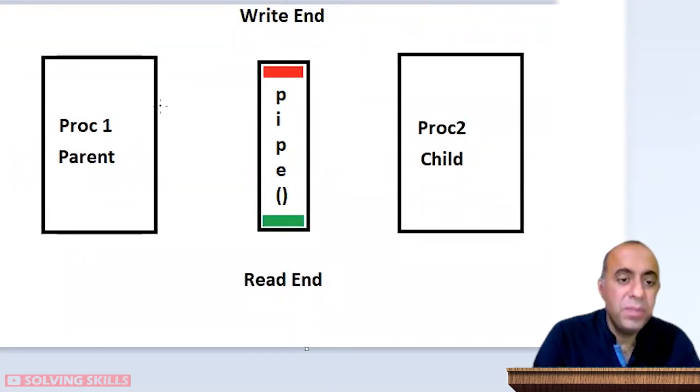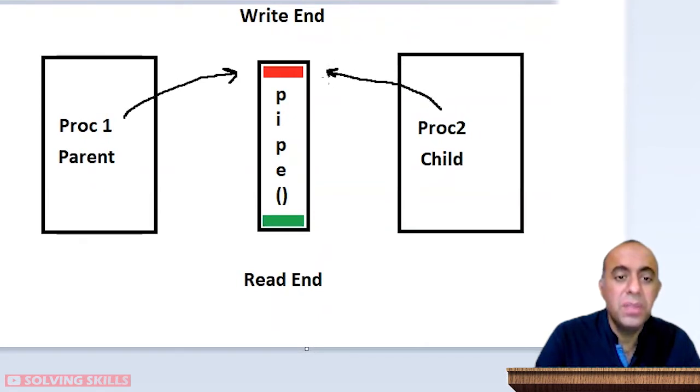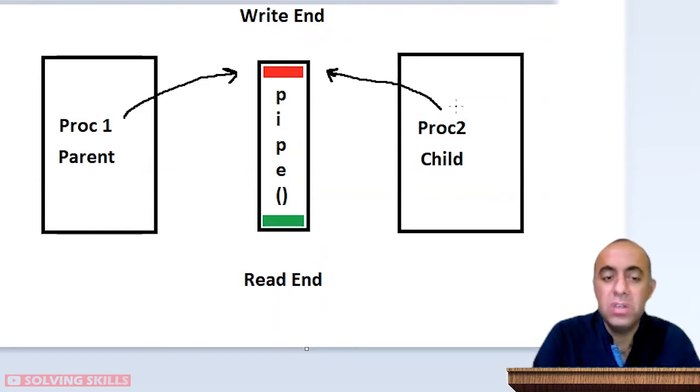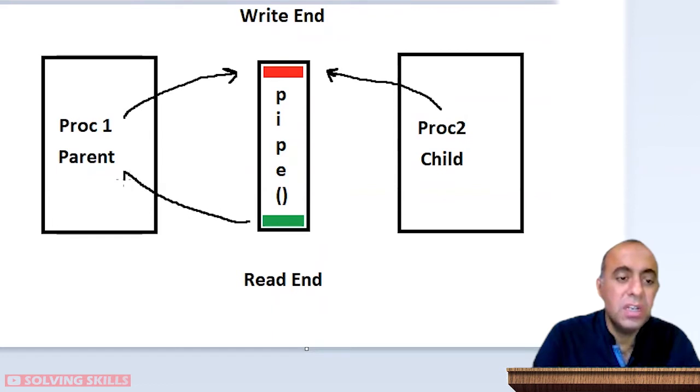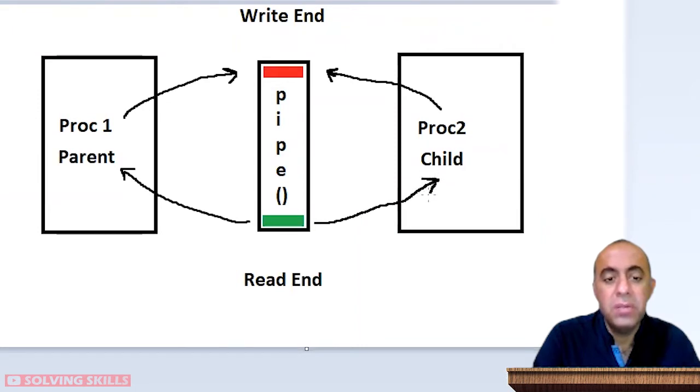What I mean by that is, if process 1 wants to write to the pipe, it is going to use this end. If process 2 wants to write to the pipe, it is also going to use this end. This is just how the designers made the model. Similarly, if process 1 wants to read from the pipe, it is going to use this end. And if process 2 wants to read, it is going to use this end, right? Process 1 and process 2 both are going to read from the same end, whereas they both are going to write to the same end as well.